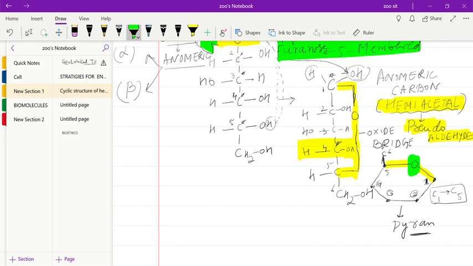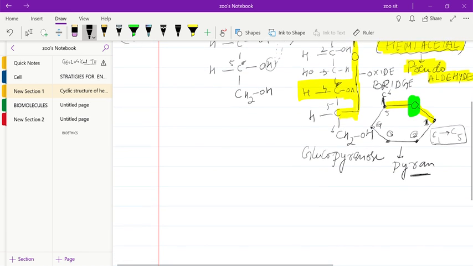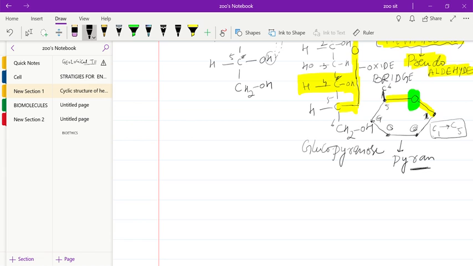this type of structure will be called glucopyranose. So if we just want to draw now how the glucopyranose will look like, the glucopyranose will look like this. And here we have how this.